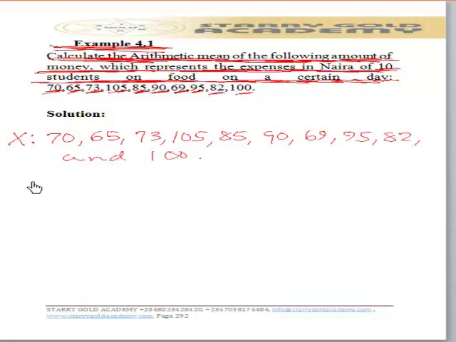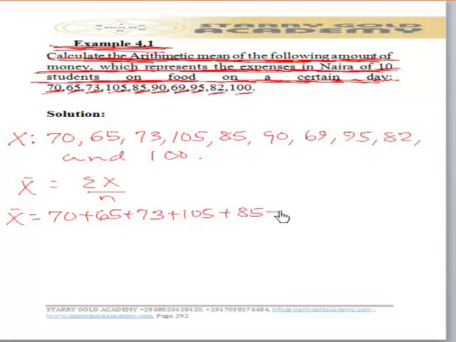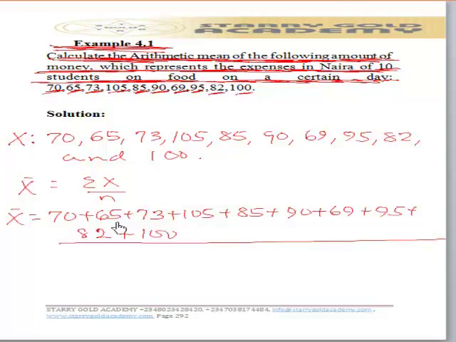So to now compute the arithmetic mean, which is summation x over n, we have to put all this in addition form. That will give us 70 plus 65 plus 73 plus 105 plus 85 plus 90 plus 69 plus 95 plus 82 plus 100 all over n. N is the number of times observations occur: 1, 2, 3, 4, 5, 6, 7, 8, 9, 10, all over 10. So we now have our bar x.